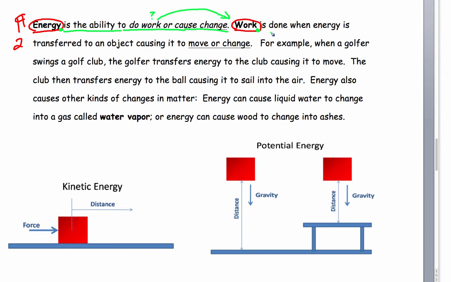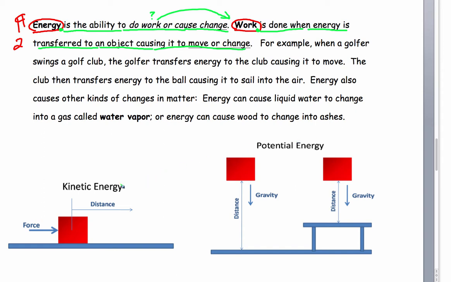So work is when energy is transferred to an object. And I want you to think about that. Transferred to an object, causing it to move or change. So let's look down here for just a second. So we have a couple of pictures here.